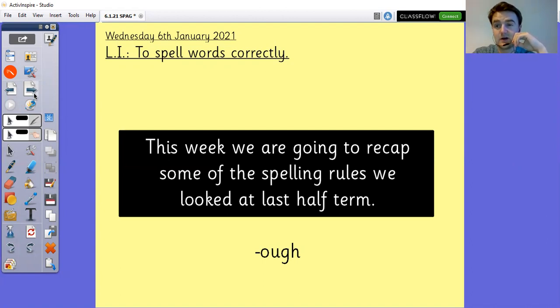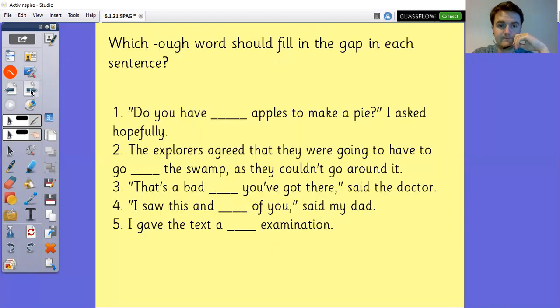Then on the third slide, you've got all 5 words spelt correctly, and your job is simply to put them in the correct sentence. So depending on what scaffold you need, have a look through it. It might be that you want to try and do as many of them as you can from the first one. Then you can use the second slide to check. Then you can use the third slide to check again. And then I've got the answers at the end. So let's have a look.